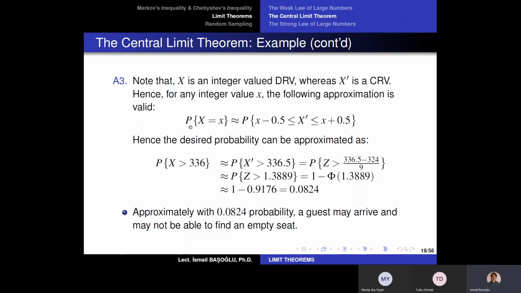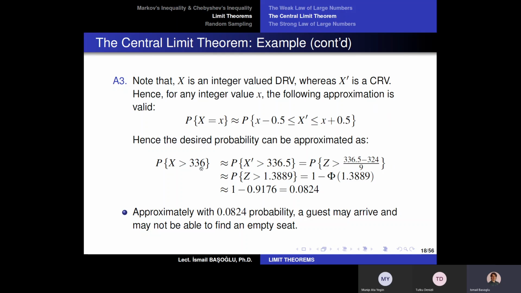So basically the probability of the discrete valued binomial random variable to be equal to an exact integer value is going to be approximated with a normal random variable, which is continuous, to be between 0.5 less than that value and 0.5 greater than that value. For example, the probability of the binomial random variable to be equal to 336 will be approximated by the continuous normal random variable to be between 335.5 and 336.5.